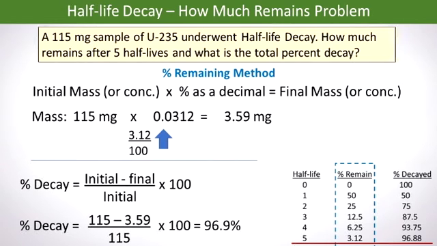If we'd like to determine the percent decay, we simply take the initial 115 milligrams minus the final of 3.59 milligrams divided by the initial of 115 milligrams times 100 to give us 96.9% decay. So, uranium-235 that starts with a concentration or a mass of 115 milligrams will have a mass of 3.59 milligrams, which accounts for 96.9% decay. Note again that this will never reach zero. It reaches an asymptote.